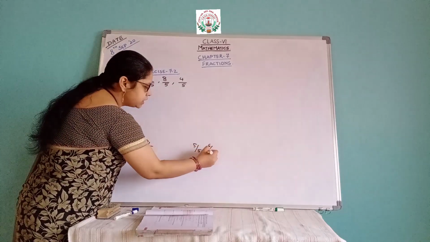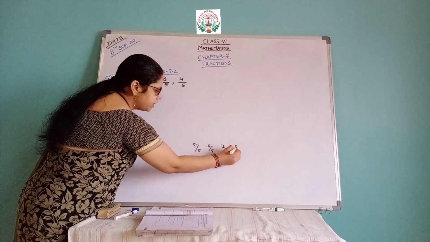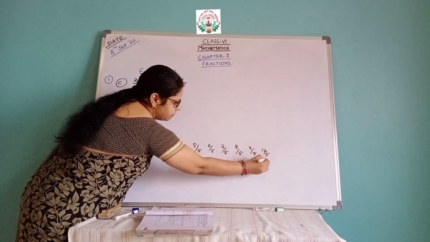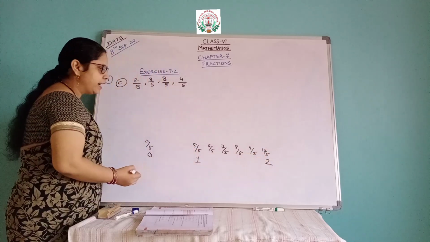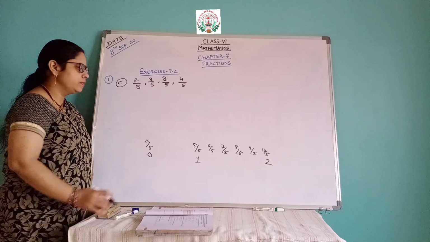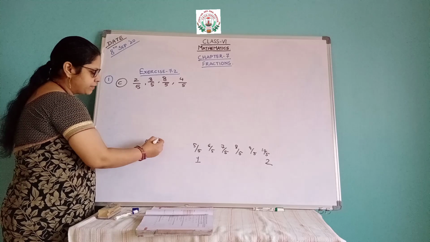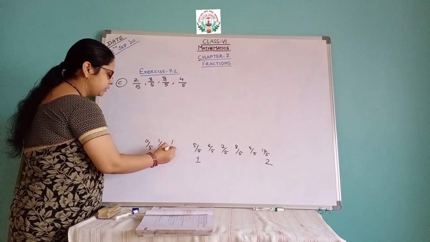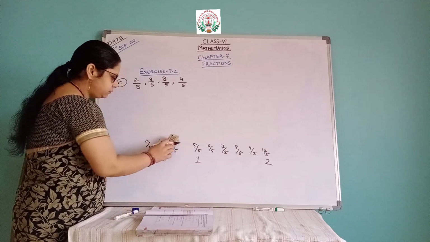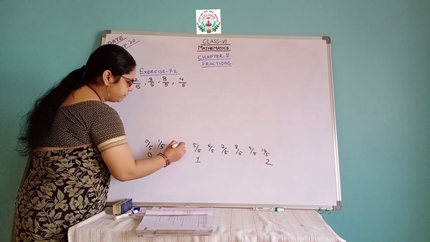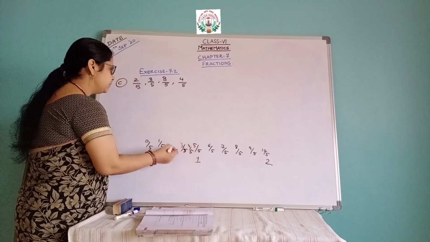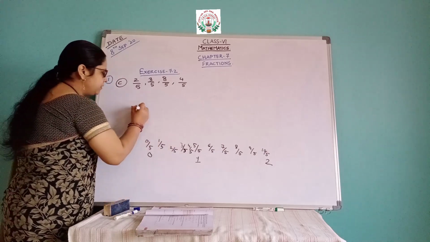So next will be 6 by 5, 7 by 5, 8 by 5, 9 by 5, 10 by 5, and this 10 by 5 is equal to 2. That means 8 by 5 is lying between the numbers 1 and 2. So here you can mark 1 by 5, 2 by 5, 3 by 5 and 4 by 5 in this way. So just draw it on the number line.